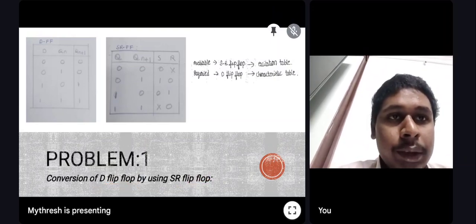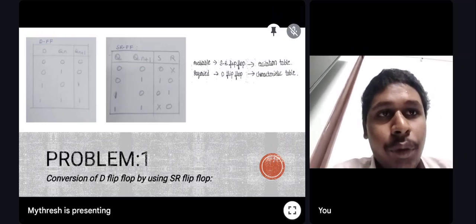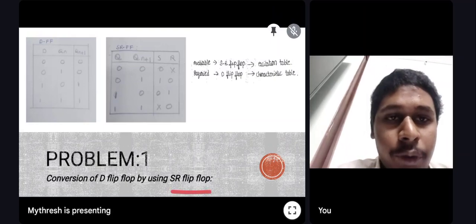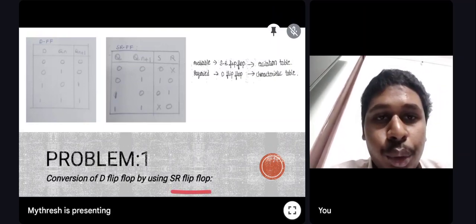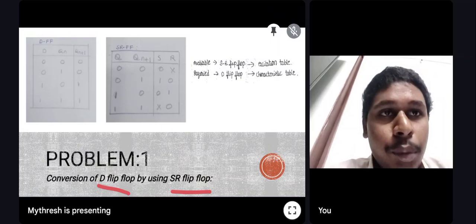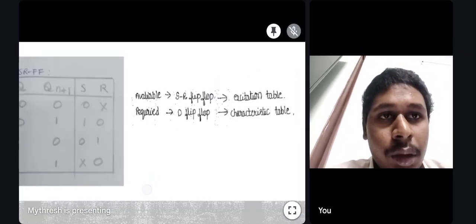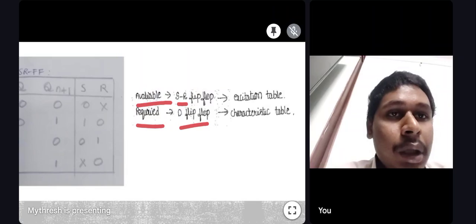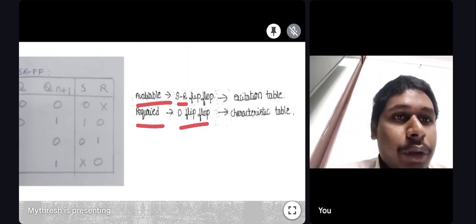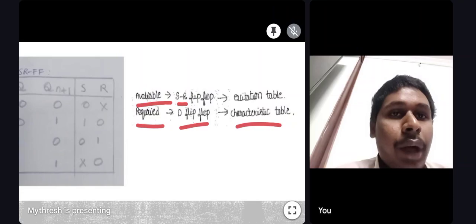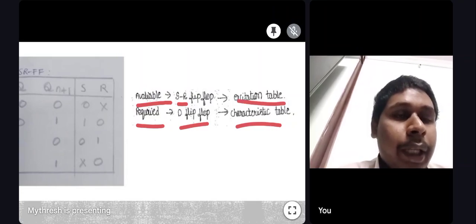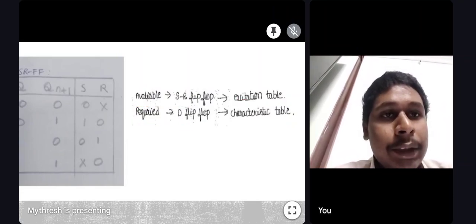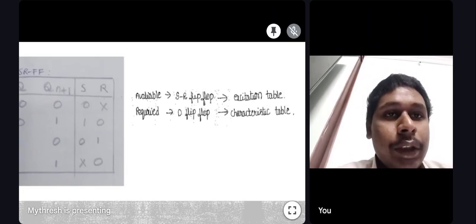From here we have to understand what the available and required flip-flops are. So here the available flip-flop is SR flip-flop, which we have to convert into the D flip-flop. As we studied in the previous steps, for the required flip-flop we have to write the characteristic table, and for the available flip-flop we have to write the excitation table. So let us take the characteristic table of D flip-flop and the excitation table of SR flip-flop.